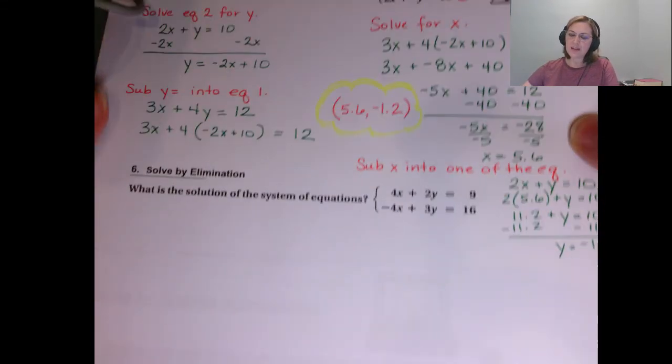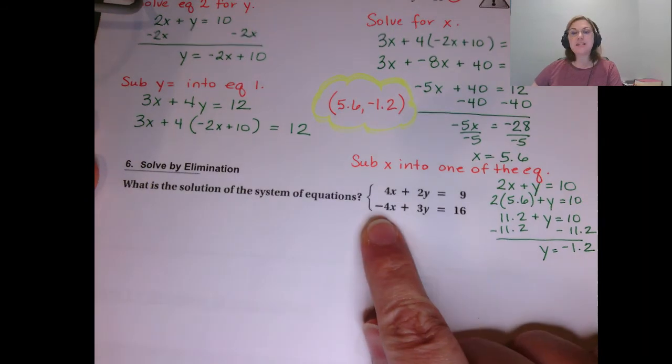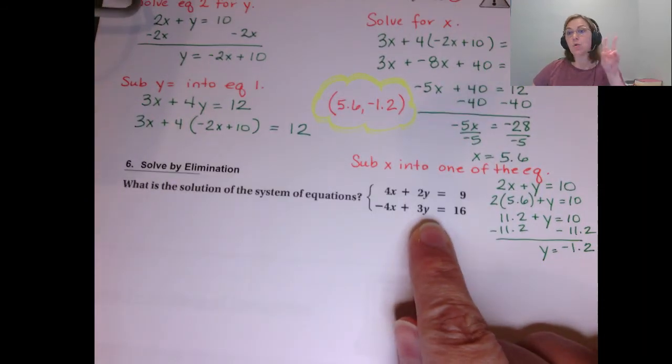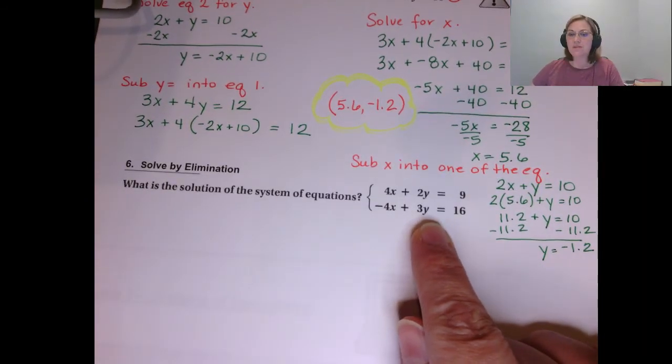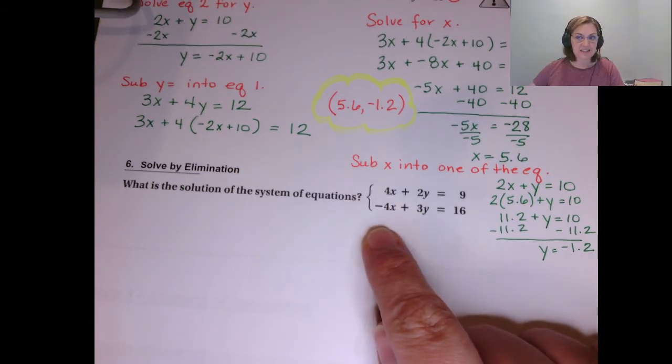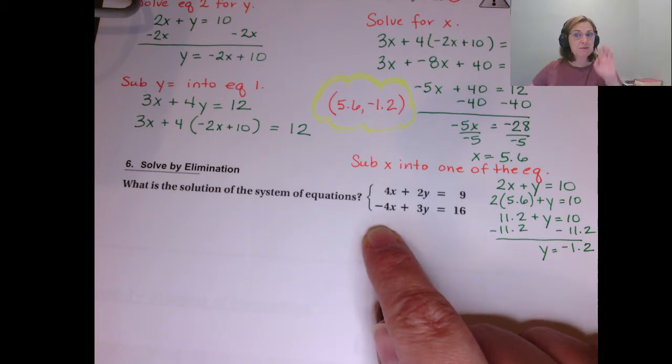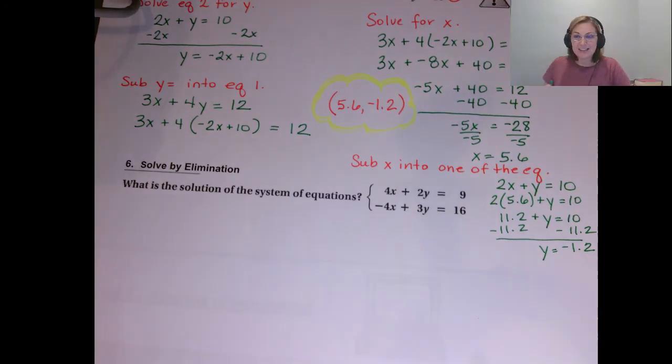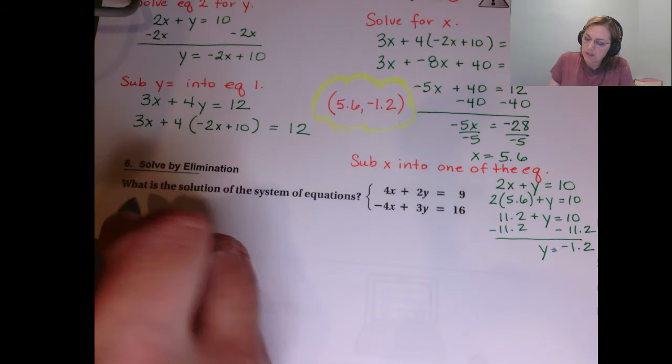So when we use elimination, first thing we want to decide is we're going to cancel or eliminate one of the variables. It looks to me like x is going to be the easiest to eliminate. And the reason I know this is because the number in front of x is the same in both equations, except one is positive and one is negative. That's a classic case to use elimination.